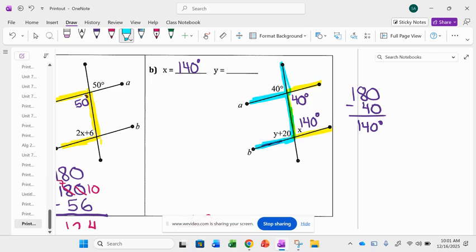Caitlin, the angles in the F, are they congruent or do they add up to 180? They are congruent. But guys, that doesn't mean Y is 40. Y plus 20 equals 40. So we still need to solve for Y. So I subtract that 20 and I get Y is equal to 20.